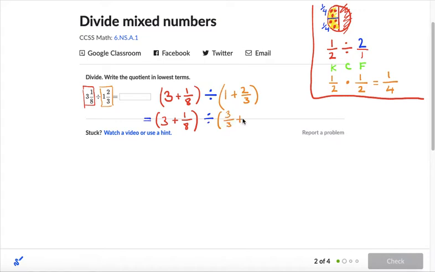Okay, 3 over 3 plus 2/3. And I'm just going to change this one into an improper fraction. Okay, so I'm going to keep everything else exactly the way it was. Okay, no changes to anything just yet. 3 plus 1/8.